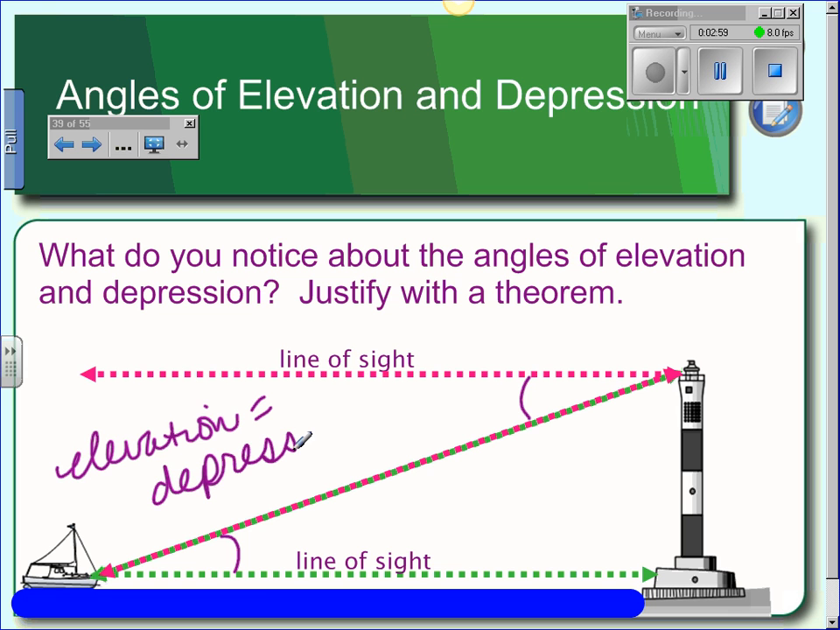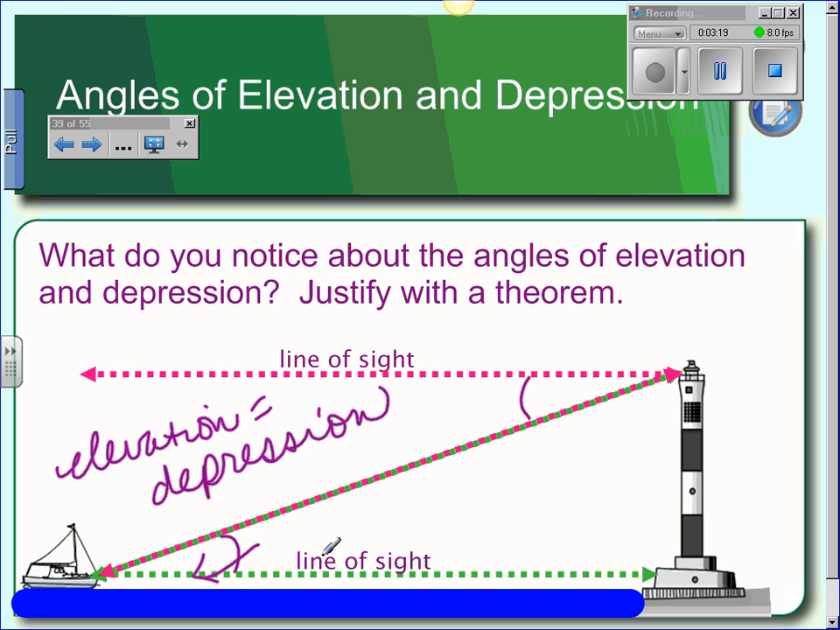So I don't care if they give you an angle of elevation or an angle of depression. You know where you're going to put it? You're going to put it right there in the bottom part of the right triangle, whether your triangle is facing like this or facing the other direction. So always put that lovely angle of elevation or depression, that acute angle, down here.